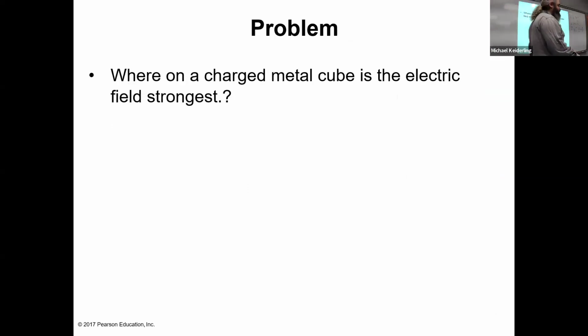So if you had a metal cube that was charged, where on it would you get the strongest electric field? Well, if I charged this metal cube, where would I get the strongest electric field? I'm just going to add a positive charge to the whole cube. Where am I going to get the strongest electric field? Remember, electric field is strongest where it's most sharply curved. So at the corners, you get the strongest.